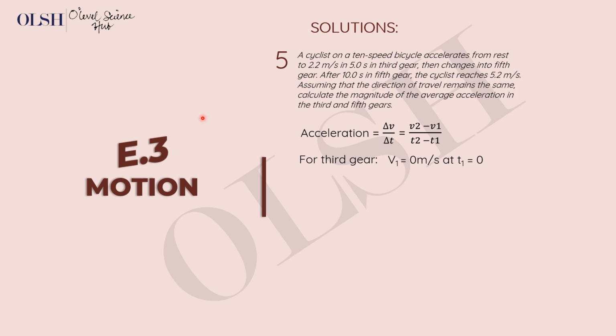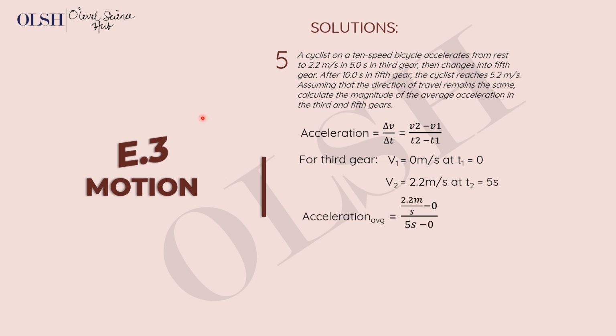So v1 in this case is 0 meters per second and t1 is 0 seconds, because v1 is the initial velocity, which is 0 because it was from rest. He accelerated from rest. He wasn't moving at the initial stage. So v1 is 0 meters per second, and that time t1 is 0. So we have v2 and t2 to be 5 seconds.